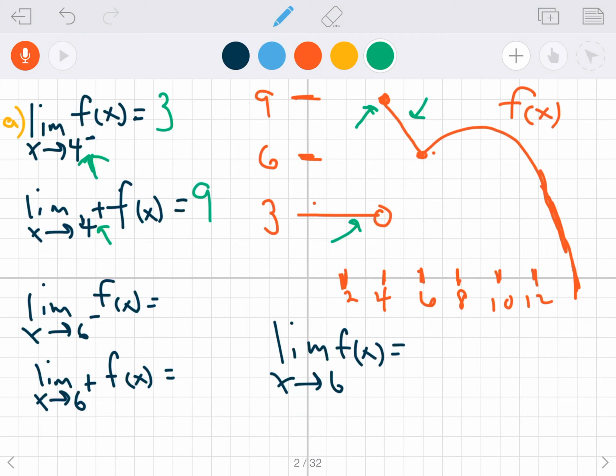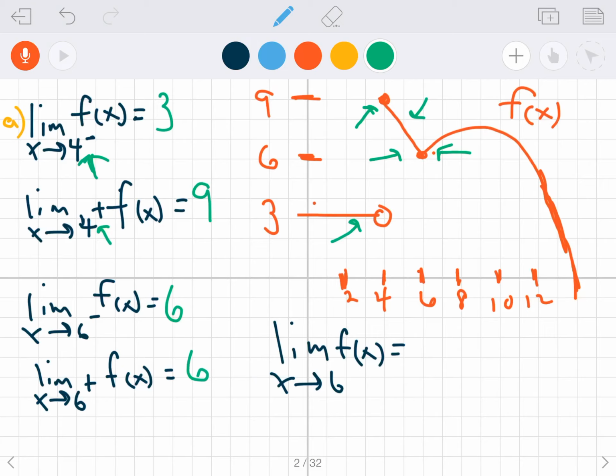Now what about 6 from the left? So 6 from the left is right here. And 6 from the left, we get 6. Now, what about 6 from the right? So if I want to approach it, I go this way, that's from the right, and we ask ourselves, what is the y value? It is 6.